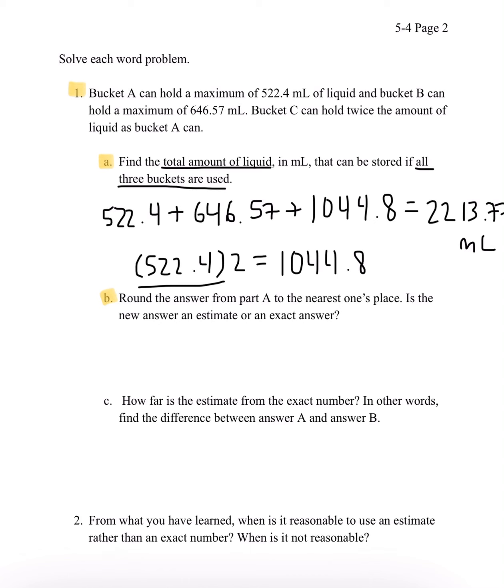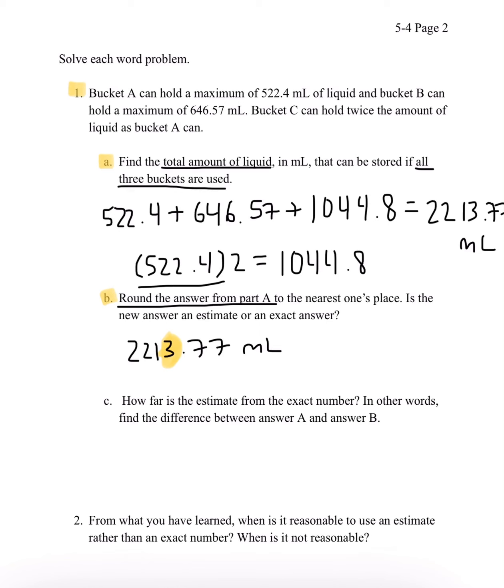B says, round the answer from part A to the nearest ones place. Is the new answer an estimate or an exact number? So we're going to round our answer from part A. So our answer was 2,213.77 milliliters. So it says round to the ones place. So the ones place is right here, the 3.